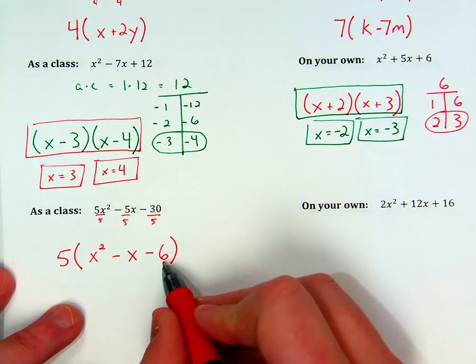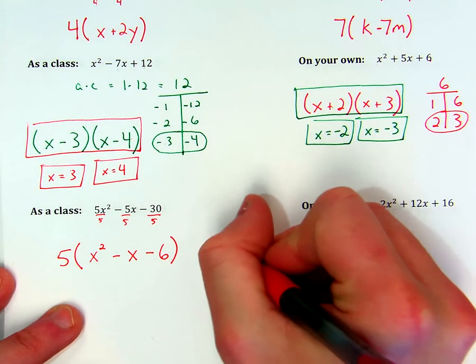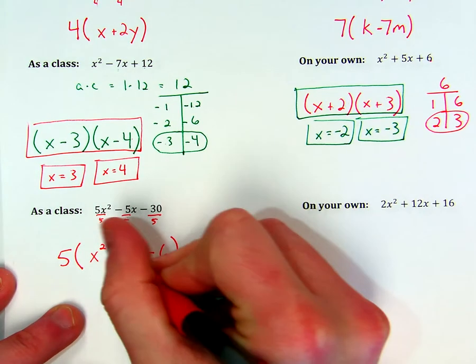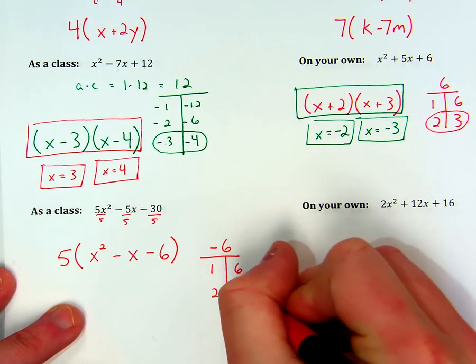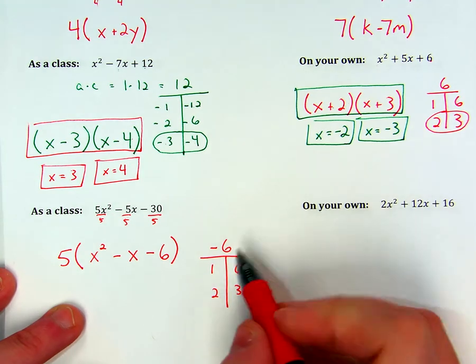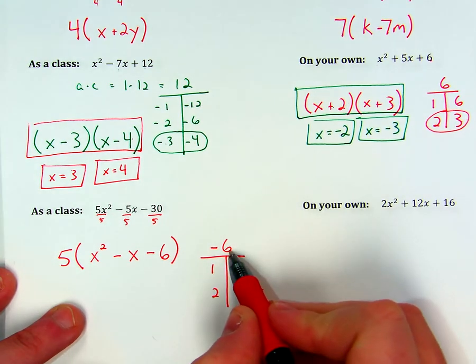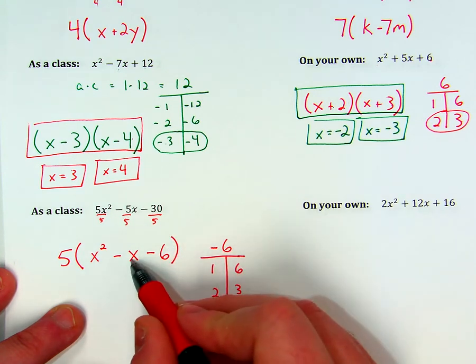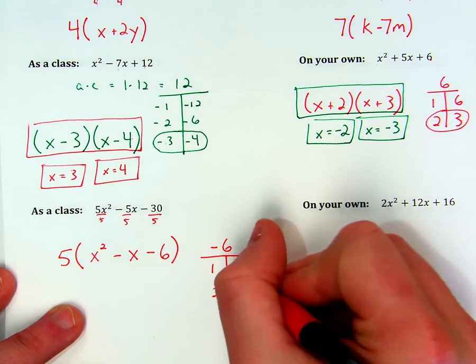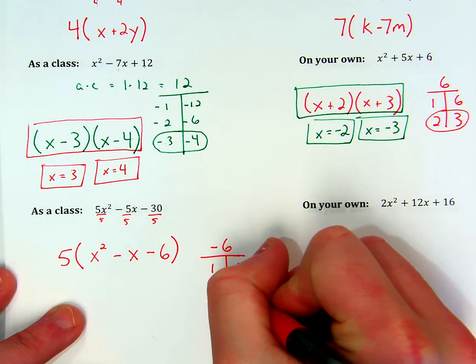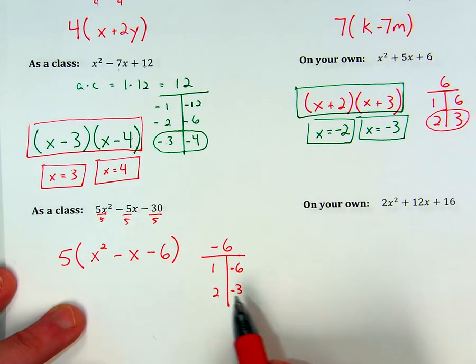So what I'm looking for are two numbers that multiply to negative 6 and add to negative 1. Our factors of 6 are 1 and 6, 2 and 3. In this case, I'm looking for two items that multiply to a negative 6, so I know that they have to have opposite signs. If you look back at the b value, we're trying to add to a negative. This tells us that the bigger factor has to be a negative. So I'm going to put negative signs in front of the bigger factors.